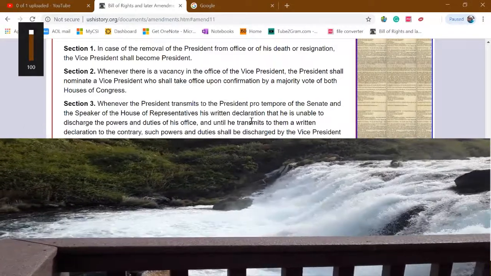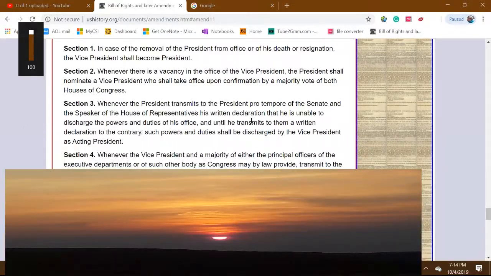Section 3. Whenever the president transmits to the president pro tempore of the Senate and the Speaker of the House of Representatives his written declaration that he is unable to discharge the powers and duties of his office, and until he transmits to them a written declaration to the contrary, such powers and duties shall be discharged by the vice president as acting president.